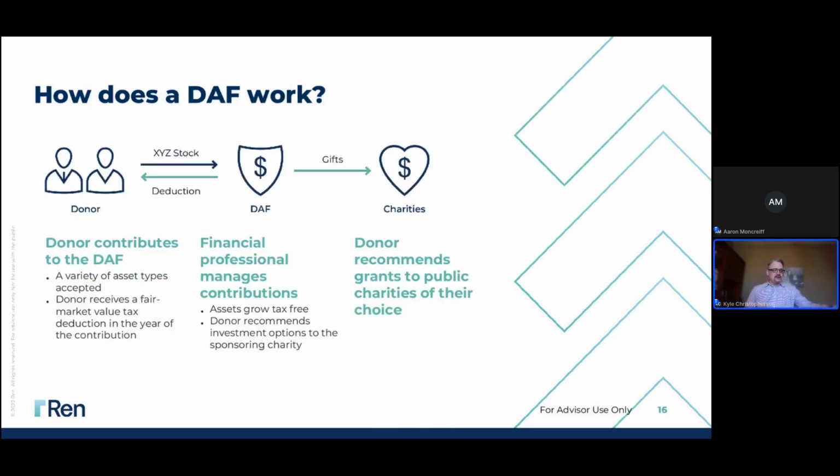So for those of you that don't understand, or maybe you haven't worked with a donor advised fund before, this is just a real quick refresher on it. A donor advised fund is very similar to having your very own private family foundation. If you've heard in the news, the Bill and Melinda Gates Foundation is the largest non-operating private foundation in the country, roughly about $40 billion of assets, give or take.